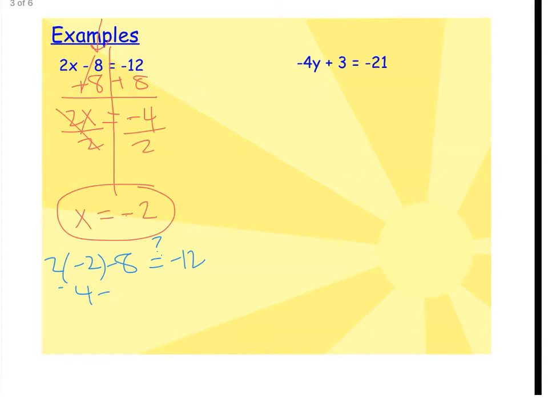So I get negative 4 minus 8, because I distribute that. It's equal to negative 12. I'm still checking to see if it's right. I get negative 12 is equal to negative 12. That's true. So that means my solution must be correct.